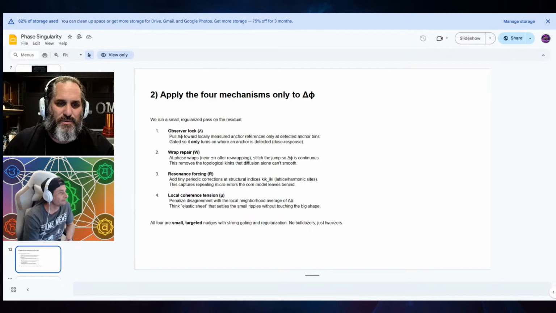And let me just look over. Okay, so we have the observer lock. We have the wrap repair. You want to explain that a little bit?